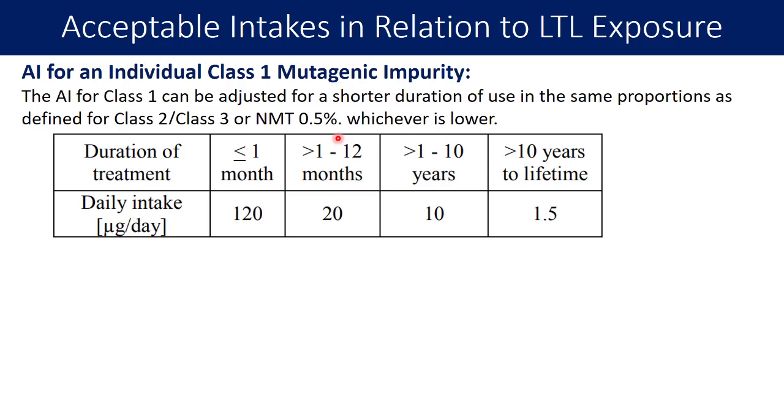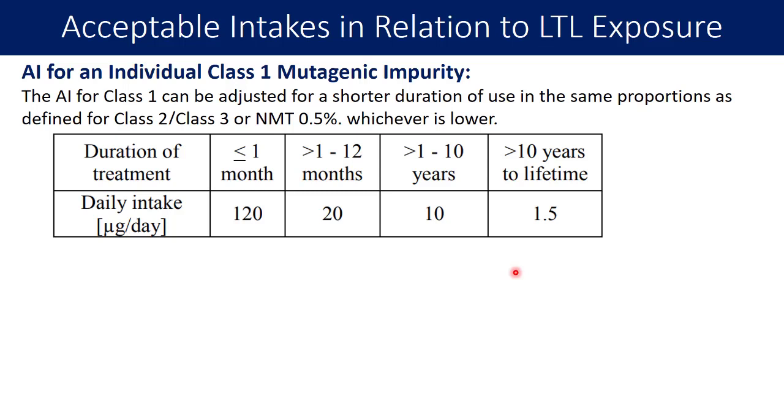Now this limit is again defined based on 70 years of lifetime exposure. But if you have a class 1 mutagenic impurity, and that drug product is given for less than lifetime exposure, then you can certainly have a higher acceptable intake than the one defined for 70 years. You can use a similar kind of approach as given for class 2 and class 3.